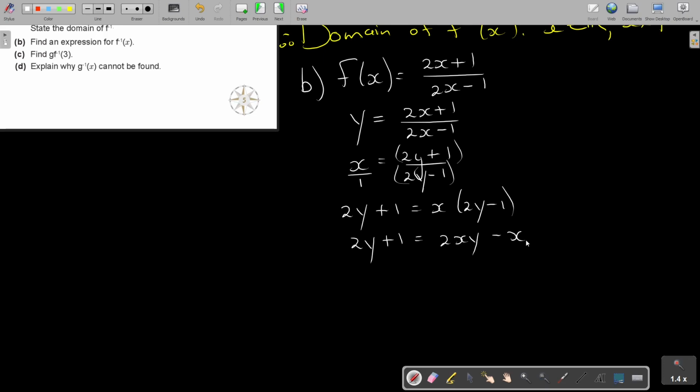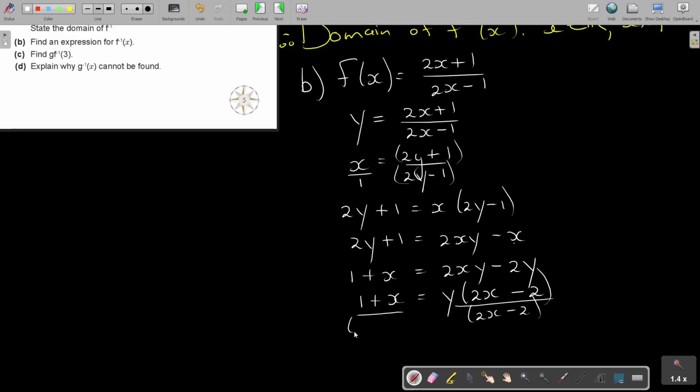Now, take the x to this side. So it's 1 plus x. And take the y's to the other side. I'm just trying always to avoid negative numbers. So it's 1 plus x, and if I take y out, then it's 2x minus 2. And I divide by 2x minus 2, and I divide by 2x minus 2.